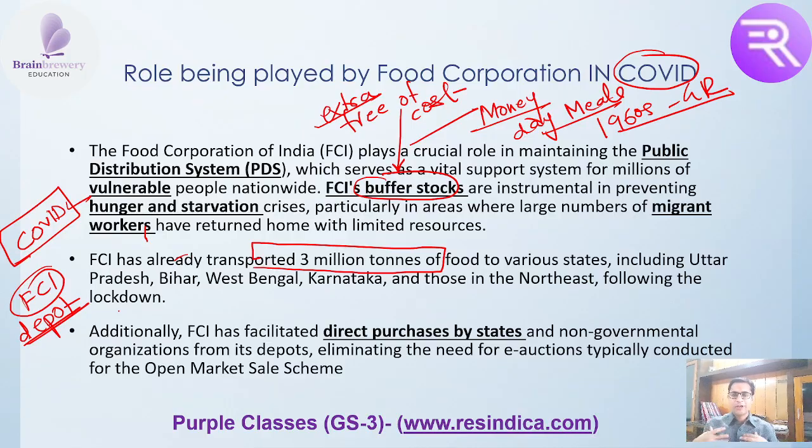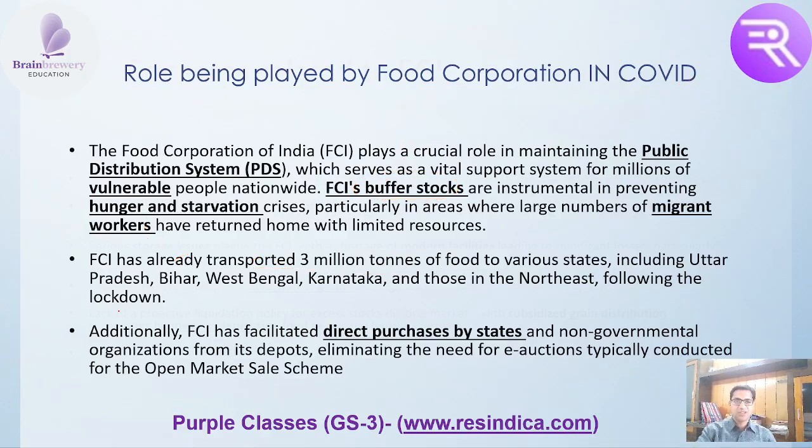So whosoever wanted to buy can come to the FCI, and say that we have a shortage of this much food grain, so if you have a buffer stock, you can provide it. So FCI facilitates direct purchase by the states and non-governmental organizations from its depots. There is no need of e-auction or open market sale. You can just directly go to the FCI and ask for it.